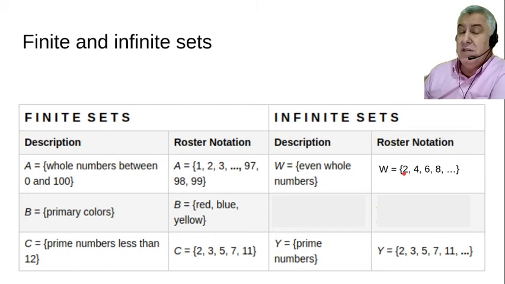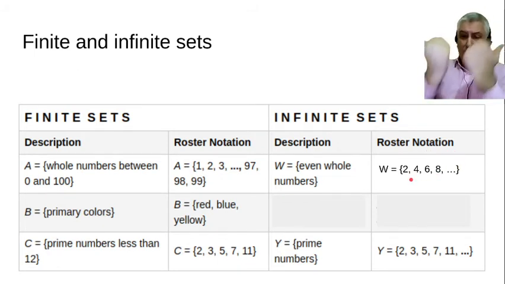So sometimes with infinite sets, like integers, you might see an ellipsis and then -3, -2, -1, 0, 1, 2, 3, and then another ellipsis. Means it goes forever both ways.